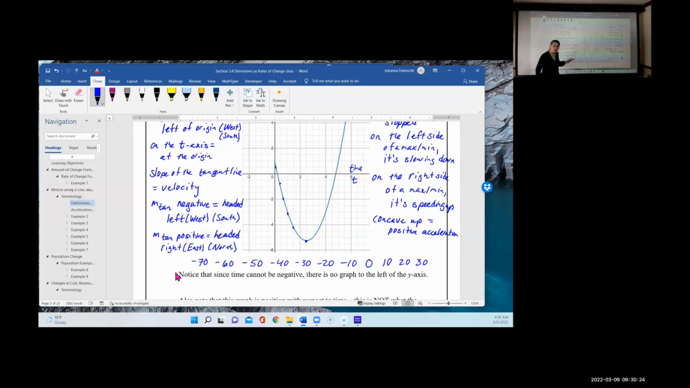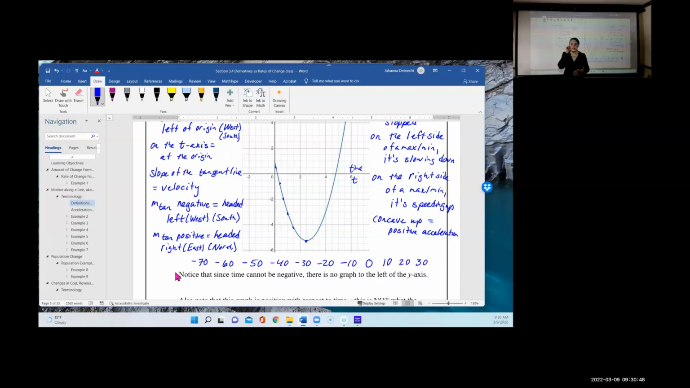Because the velocity is becoming less negative, which means the velocity is increasing in value. Negative 50 is larger than negative 60. Negative 40 is larger than negative 50. So it is accelerating. The rate of change of velocity, which is acceleration, is positive the whole way.